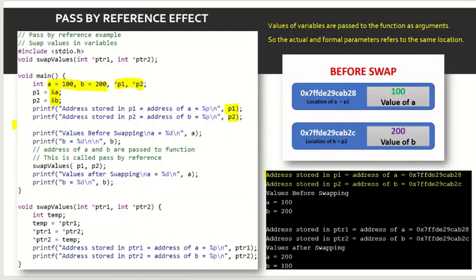Now it is printing the values of a and b before swapping is done, by using the variable names a and b. So it is printing the value of a and b. You can see a is equal to 100 and b is equal to 200.